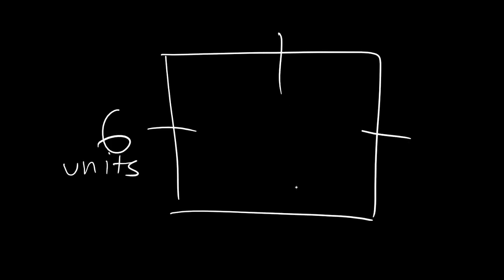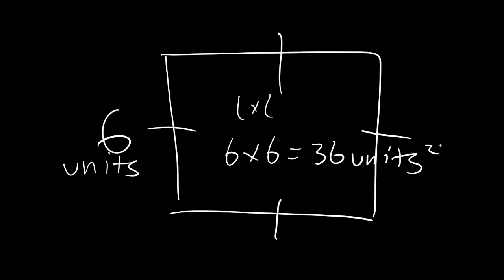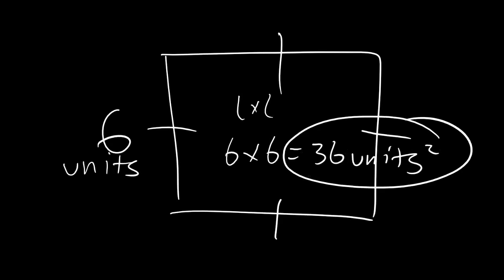Great. All right. Let's do another question. The side is 6 units. What is the area? Well, L times L. L is equal to 6 units. 6 times 6 is 36 units squared. All right, great. Now let's move on to rectangles.